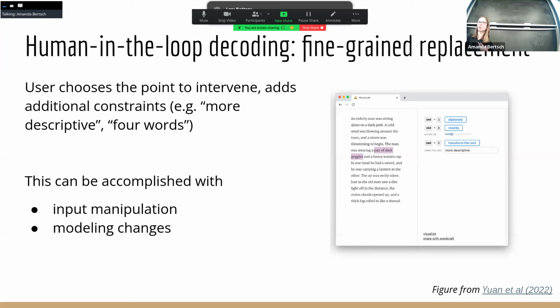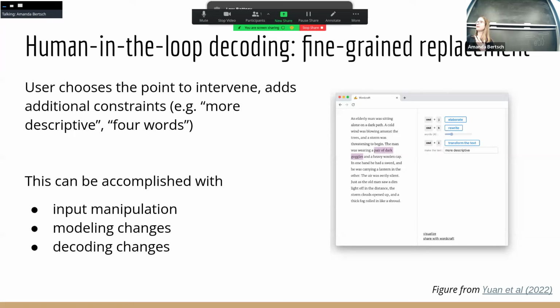You can also do this with an actual modeling change. If you want some kind of infilling model, particularly for things like code, this can be helpful, so you want context from left and right sides. Or you can do this with the decoding changes that we talked about in the previous section, right? You could add a discriminator for descriptiveness of text, or you could do some kind of sampling and ranking method to recover a more descriptive output.